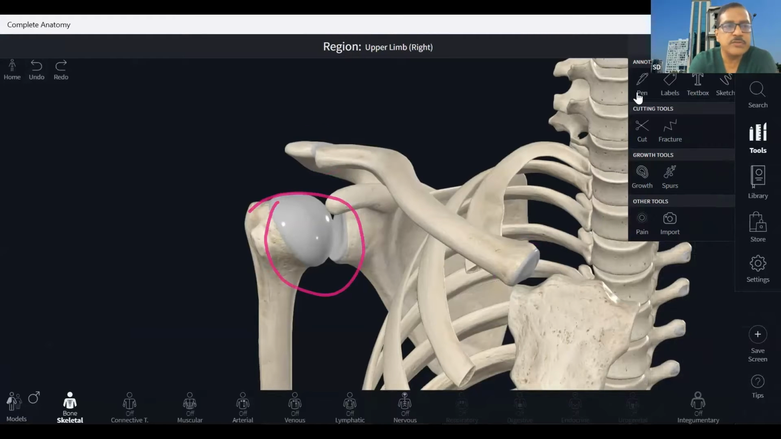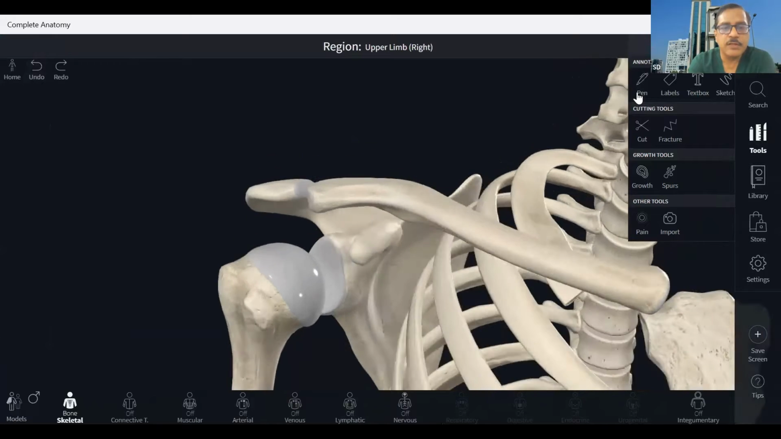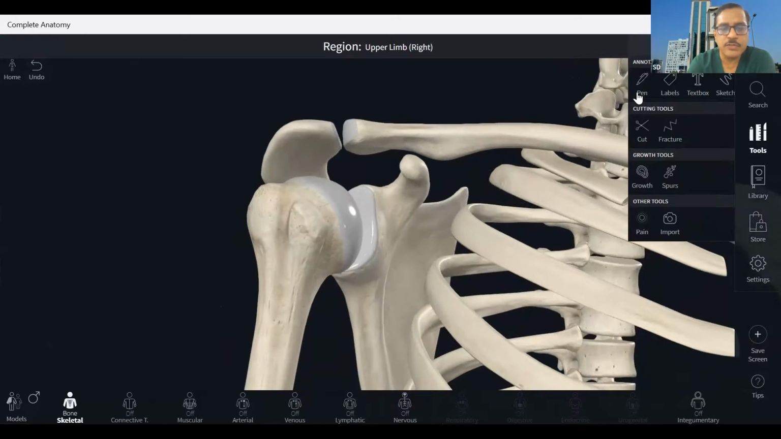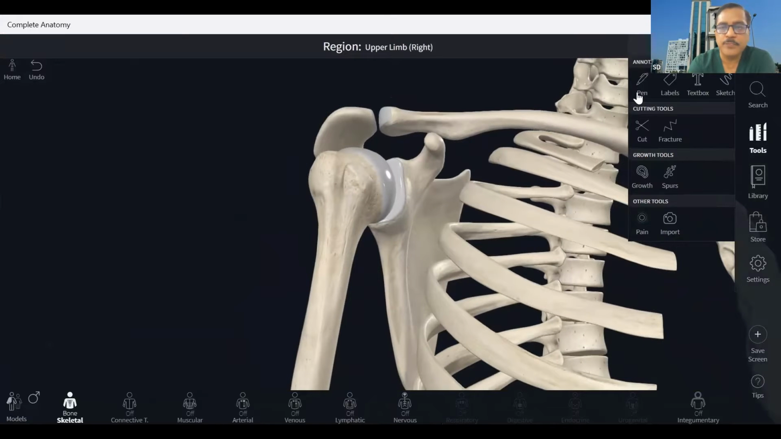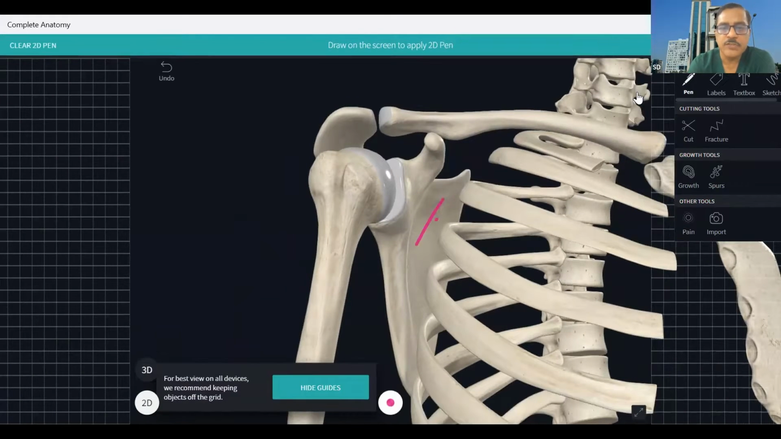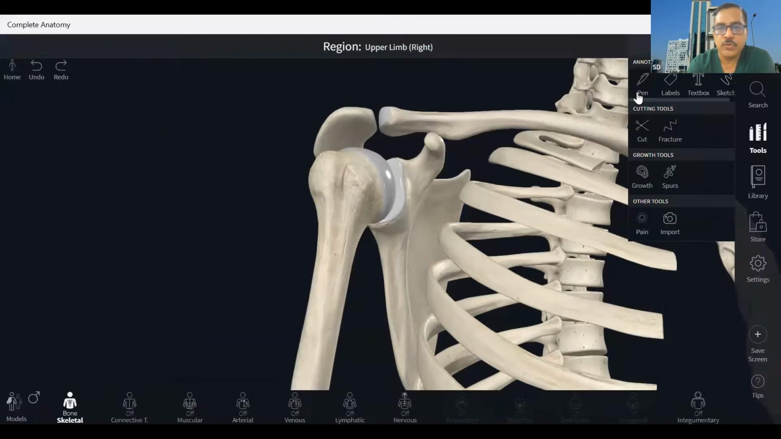The pseudo joint is your scapula. This is your scapula, and this is your thoracic cage. So this forms a pseudo joint, the scapulothoracic joint. That is also a joint, and all these 4 joints together make your shoulder joint.